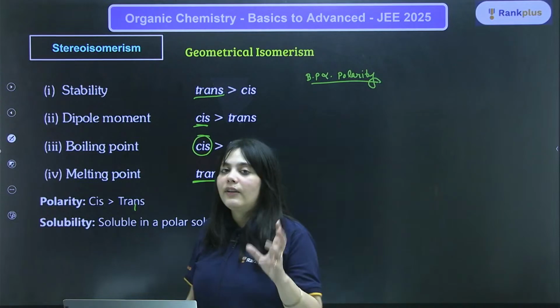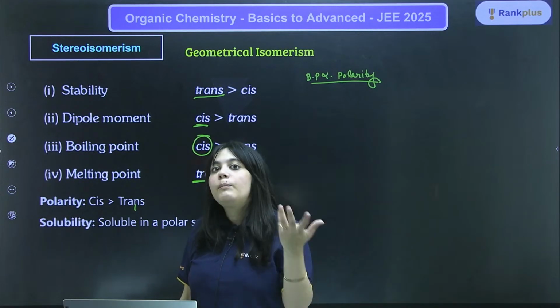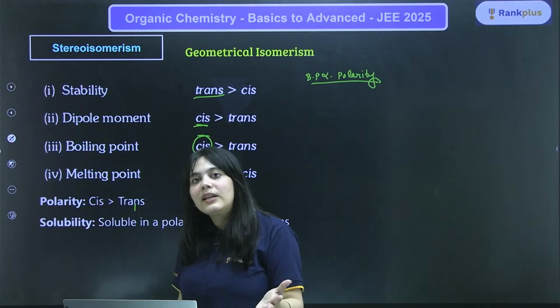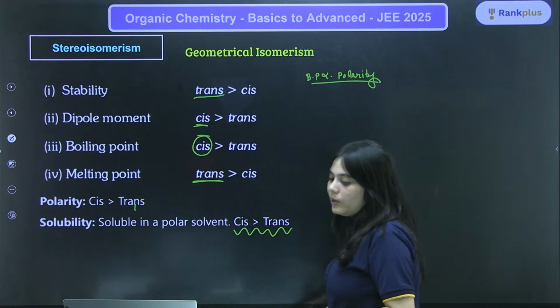Solubility in water: if I am asking which will be more soluble in water, water is polar. Hence, in polar solvents, polar things will dissolve. So the cis will be more soluble in polar solvent. Understood?